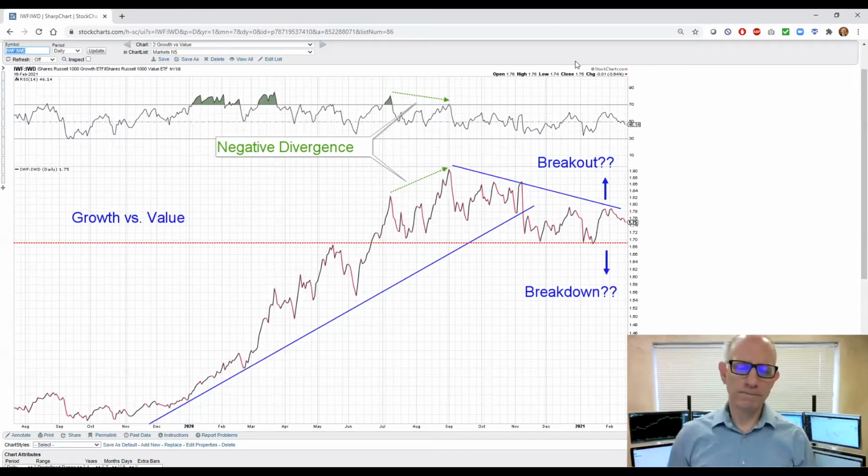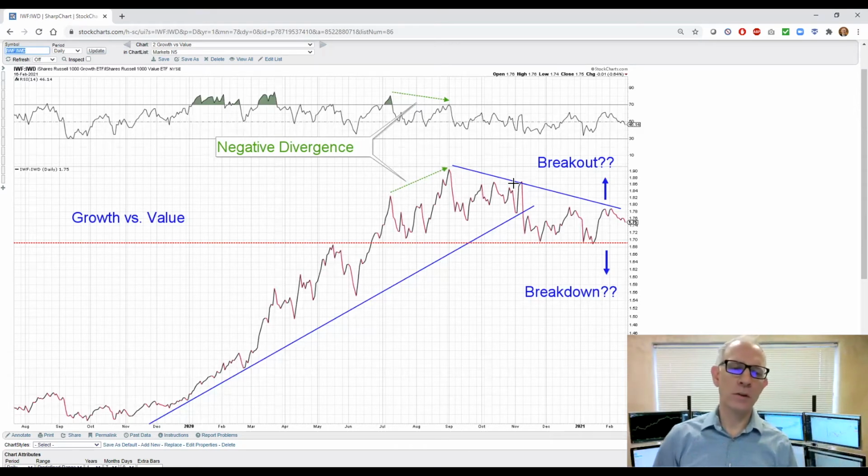In this chart, we also are looking at negative divergence. You can see here again, the price is making a new high, yet the RSI is making a lower high. This chart in general is one that we keep our eye on quite often. It's the relationship of growth to value. Is growth outperforming value, or is value outperforming growth?